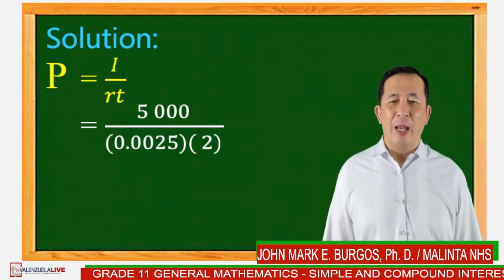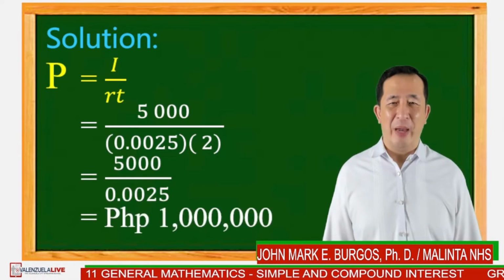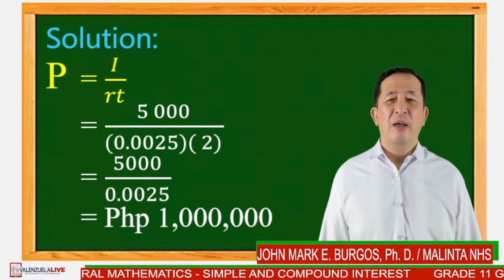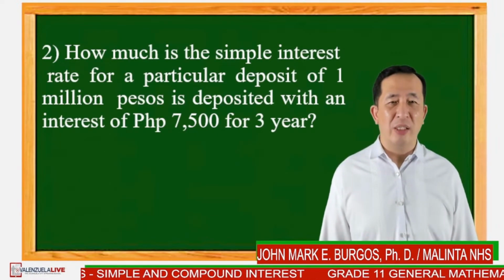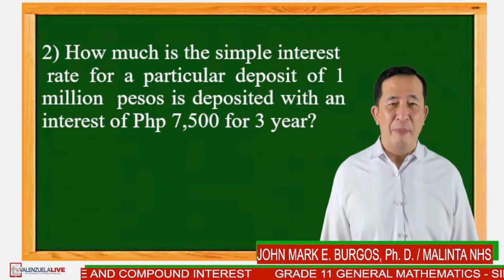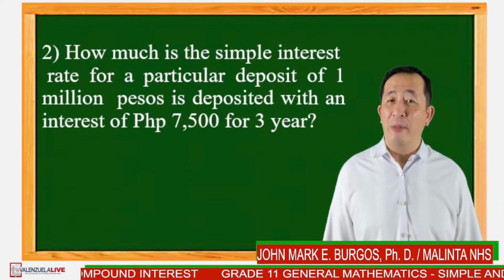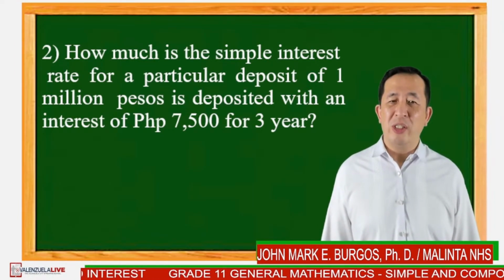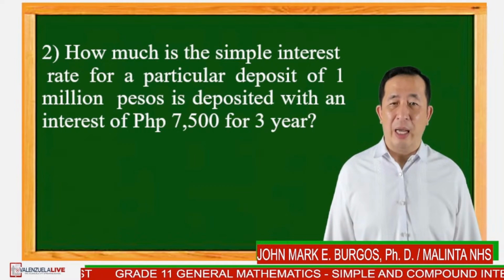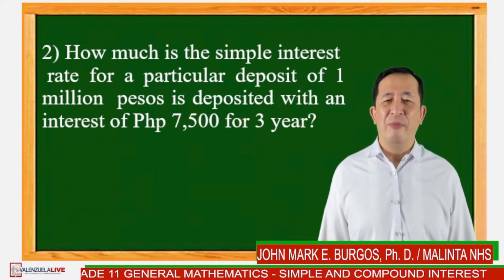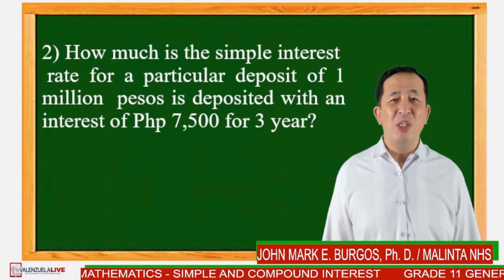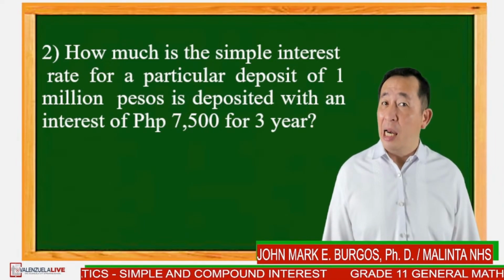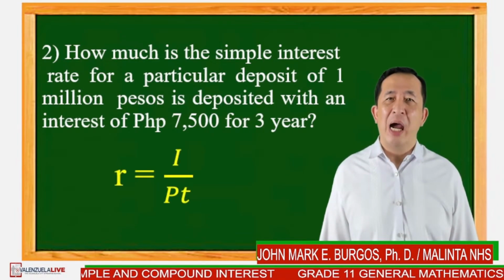The principal will be 1 million pesos. For the second problem, the question is, how much is the simple interest rate for a particular deposit of 1 million pesos, which is deposited with an interest of 7,500 pesos for 3 years? So in this problem, we are looking for the rate.